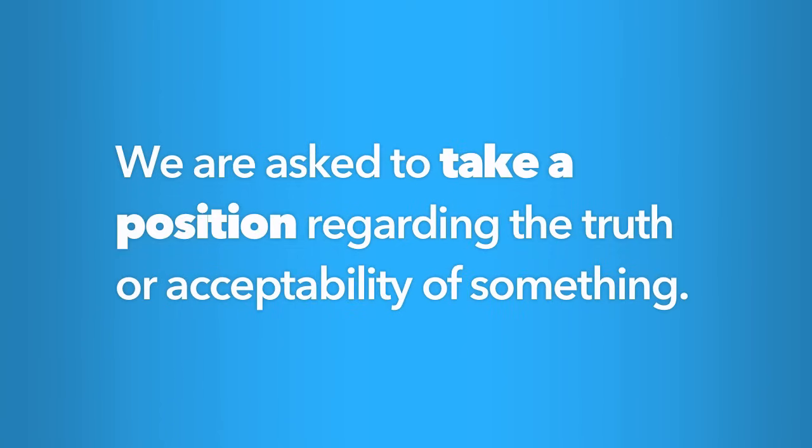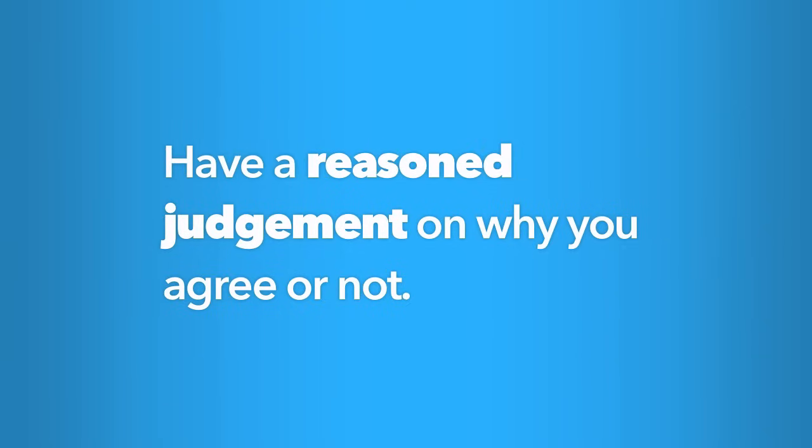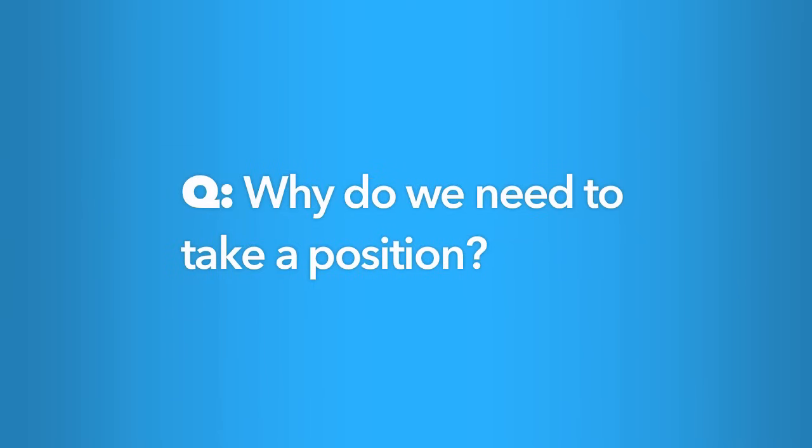Ultimately, when we are asked to think critically, we are being asked to take a position regarding the truth or acceptability of something we've read, heard, or watched. While the exercise of critical thinking is not biased toward one outcome or the other, in the end, we are expected to have a reasoned judgment about whether we disagree or agree with a claim or argument. So why do we need to take a position or pass judgment?